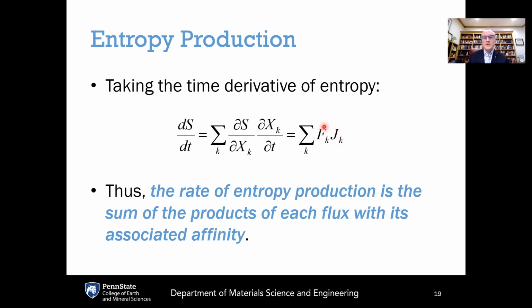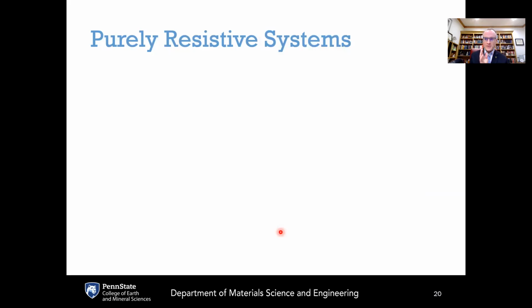And so what we have here is that the entropy production, the rate of increase of entropy with time, is simply the product of the affinity, F, and the flux, J, and then summing up over all the contributions from all the various thermodynamic coordinates that can change. Thus, the rate of entropy production is the sum of the products of each flux with each of its associated affinities. So, now that we've set up some of the basics here, we need to make some assumptions to make the formulation of irreversible thermodynamics a bit more tractable.